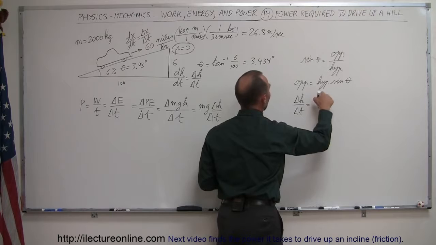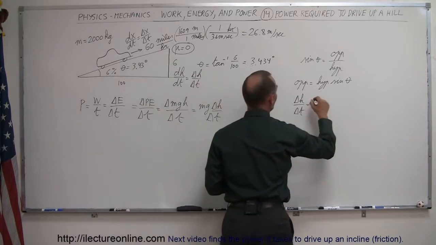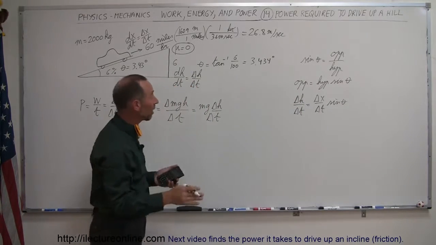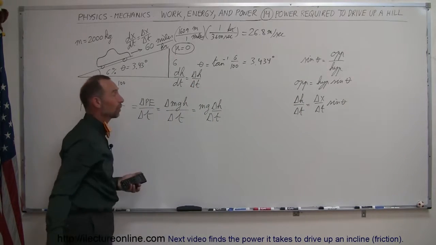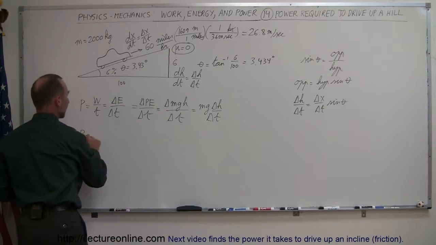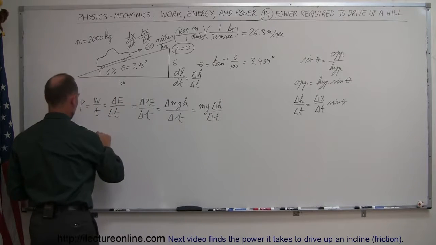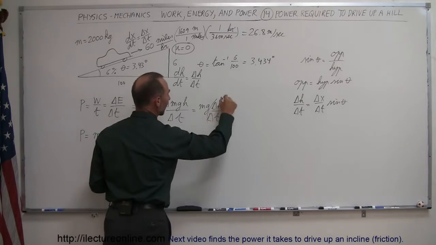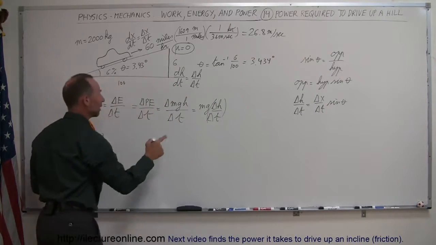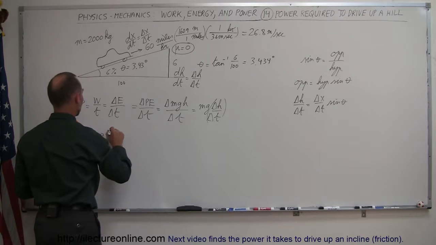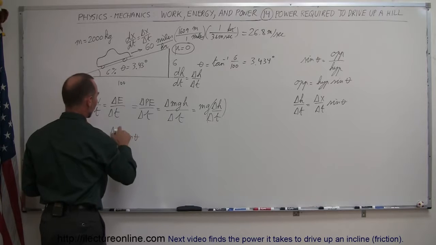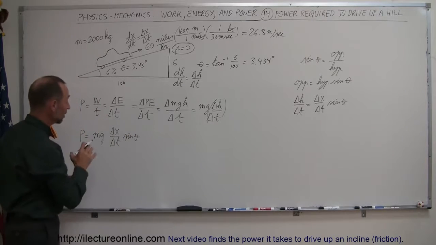and the hypotenuse is defined by delta x/delta t times the sine of theta. And of course, the delta x/delta t is simply the velocity of the car, which would be 26.8 meters per second. So what that means now is that the power required here is equal to mg times delta h/delta t, which is equal to delta x/delta t times the sine of theta. So we'll replace delta h/delta t by what it's equal to, delta x/delta t times the sine of theta. And of course, delta x/delta t, again, that's simply the velocity of the car.